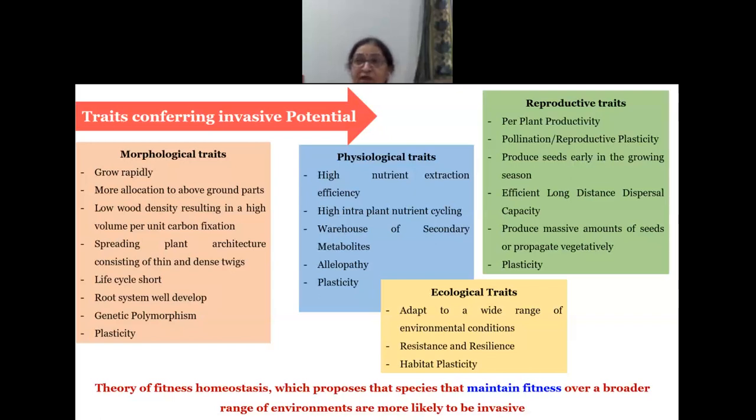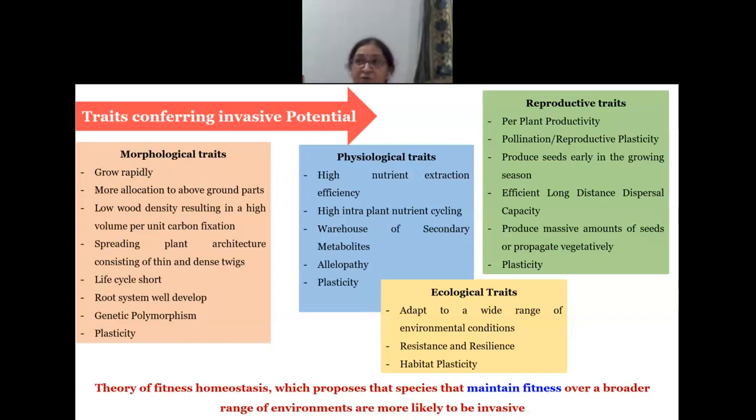So whether the soil is moist or supra moist or has comparatively lesser water holding capacity, they are able to develop such types of traits. In addition to this, their reproductive traits are at a higher level. As per plant productivity, these plants produce a large number of seeds and flowers. They are not dependent on only one pollinator. A number of pollinators may come and help in the pollination and reproduction.